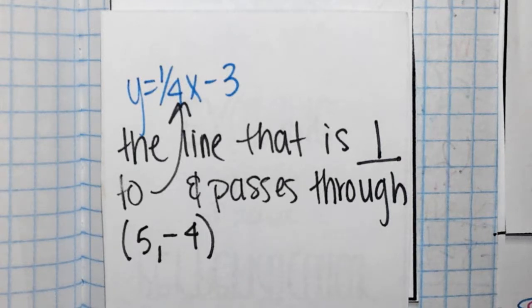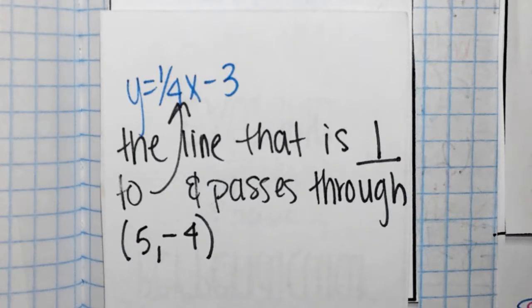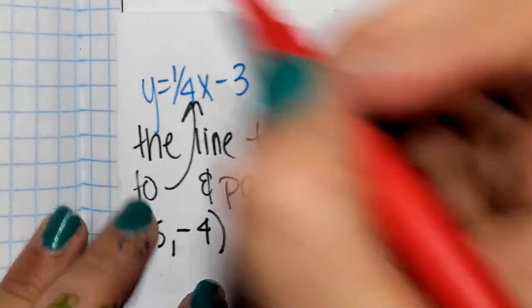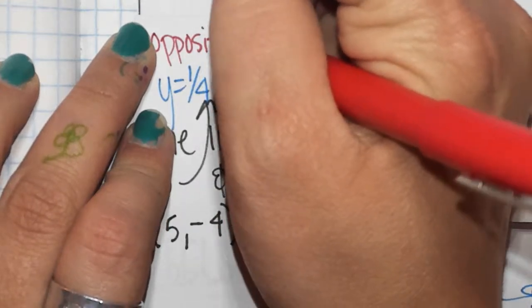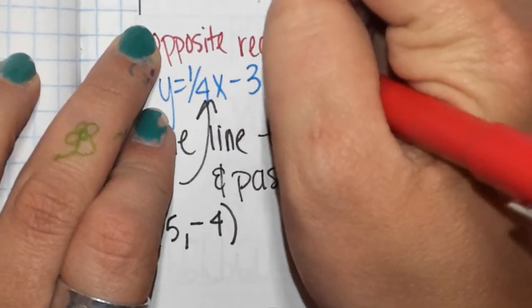All right, so I want the line that is perpendicular to our original, our blue line, and it passes through 5, -4. Now, what kind of slope do perpendicular lines have? What did we just say? What words do we use? Opposite reciprocal, all right? So let's write that down. Opposite, and notice I'm writing in red. It's very important.